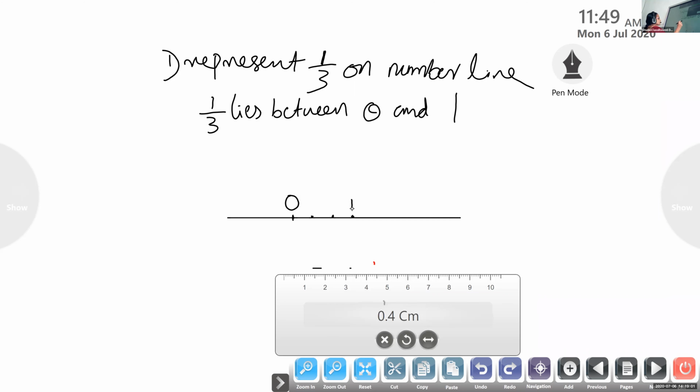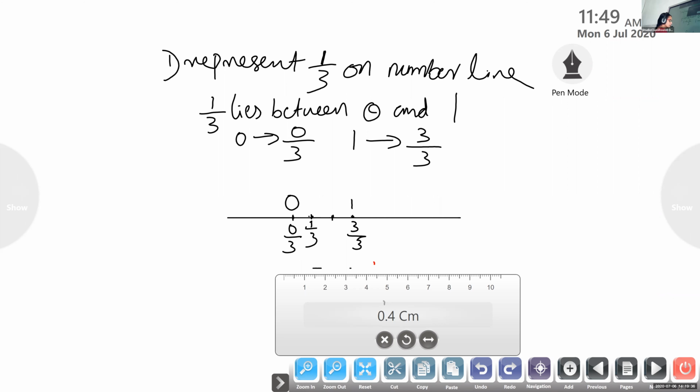And 0 we can write as 0/3, isn't it? Yes. And 1 we can write as 3/3. So here we write 0/3 and this is 3/3, and they are equal to 0 and 1. Understood? Yes. So if this is 0/3, what will be the first point? 1/3.